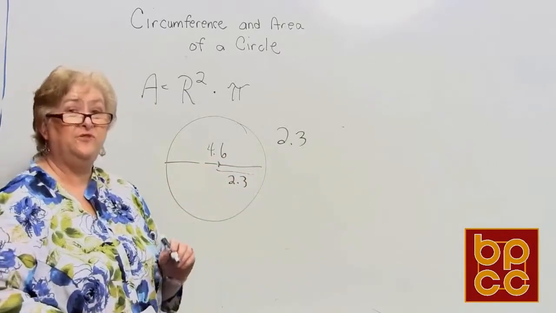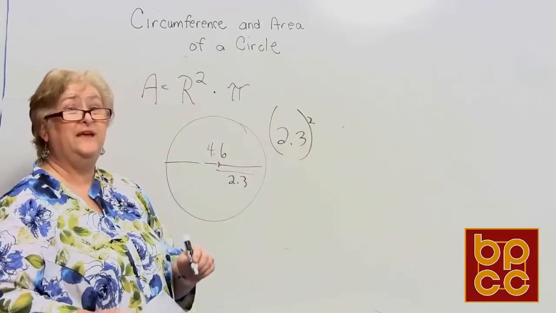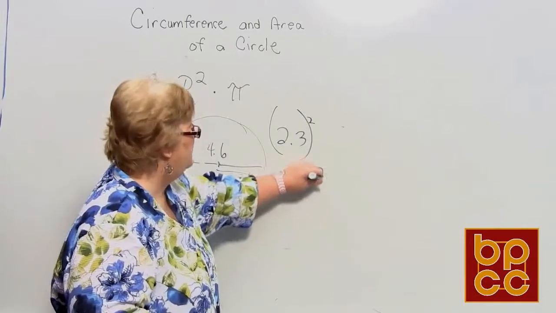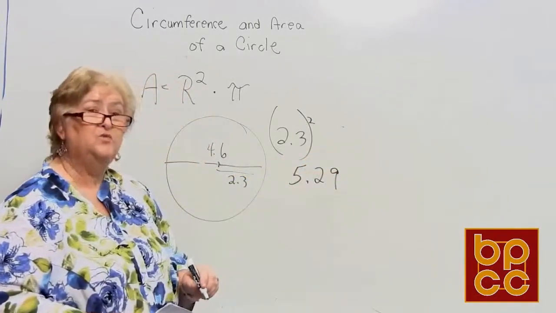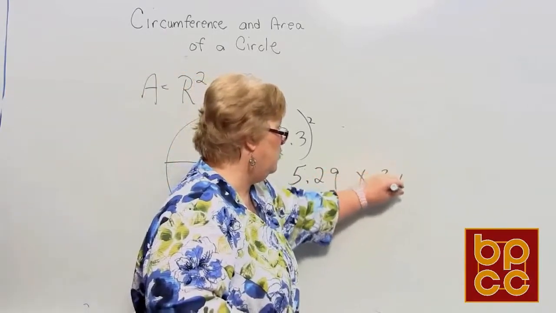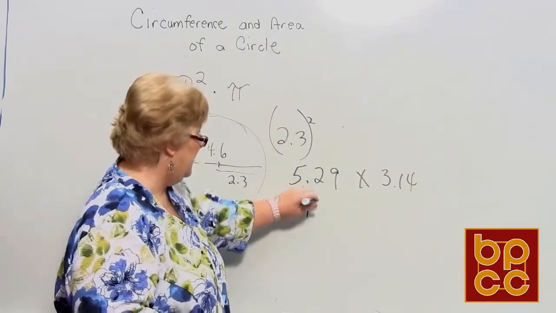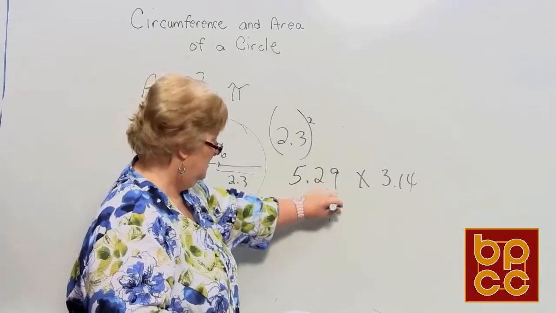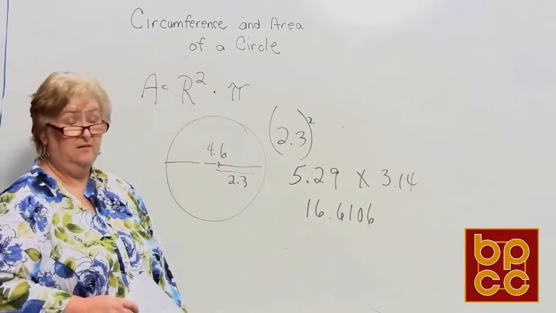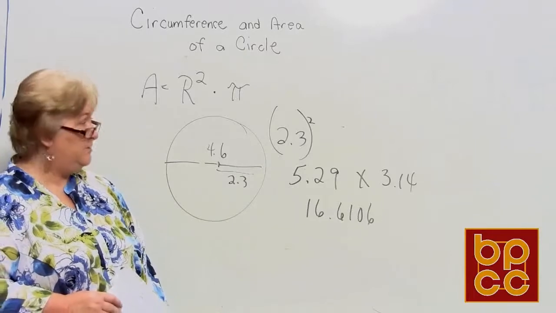But that's not 2.3 doubled. That is 2.3 squared. 2.3 times 2.3, which is 5.29. And once we multiply 5.29 by 3.14 and move our decimal over, we should be at 16.6106. And depending on how, you can keep going out on these quite a ways. You might want to just drop off after the tenths or the hundredths place, which would be pretty good.